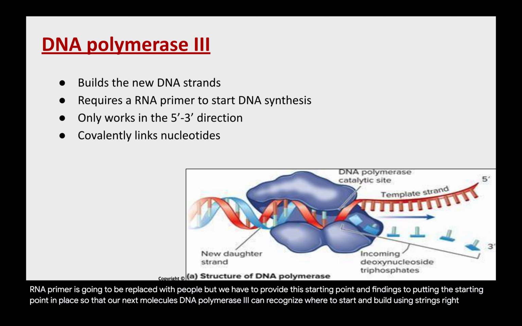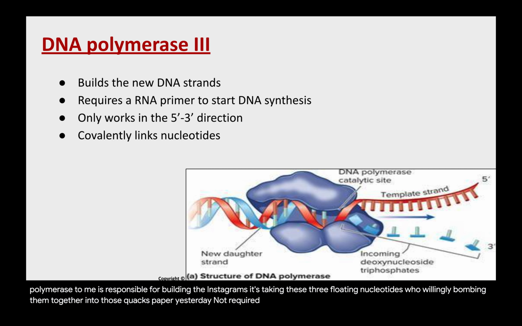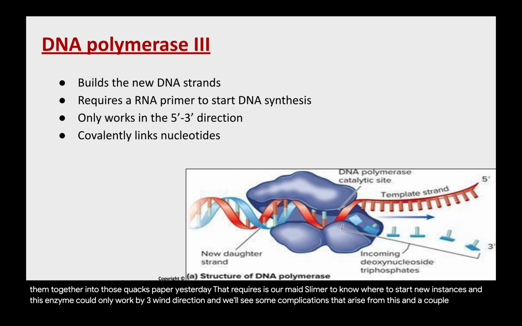So DNA polymerase III is responsible for building the new strands. It's taking these free-floating nucleotides, covalently bonding them together into those phosphodiester bonds to create the daughter strand. So it requires this RNA primer to know where to start DNA synthesis. And this enzyme can only work in the 5' to 3' direction. And we'll see some complications that arise from this in a couple of slides here.